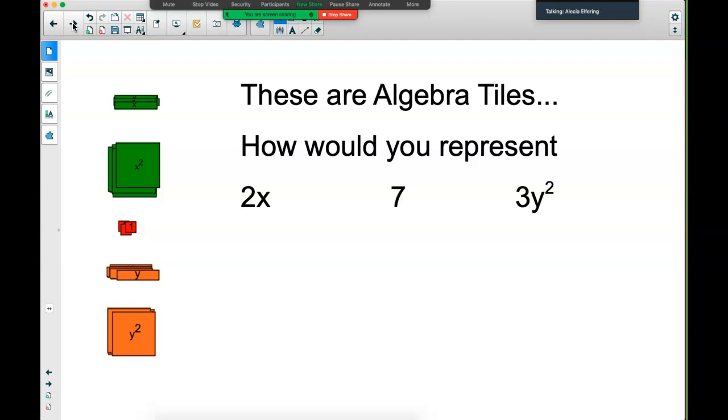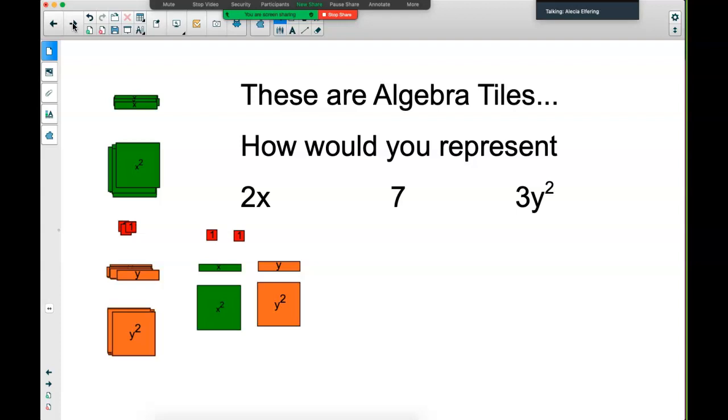So I have a bunch of tiles here, and I have an X, I have a Y. Are X and Y like terms? No, and that's why I made them different colors. They're kind of the same size, but I made them different colors because they're not like terms. Okay, we have an x squared. Is an x squared the same as an x? Absolutely not, right? That's why they're different sizes. We have a y squared. That's different. And then we have all these units. Those are just ones.